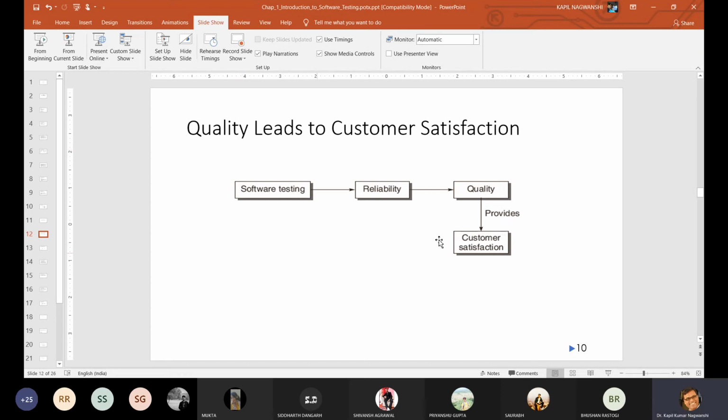All these three things we have already seen: software testing, to the ultimate degree, will provide reliability, and that reliability will directly produce quality, and if quality is there, then it provides customer satisfaction. Ultimately we are struggling for quality, not for standard. Standard may be positive or negative, but quality is always a positive term. So whenever a lot of positivity is there, the customer will also be satisfied.